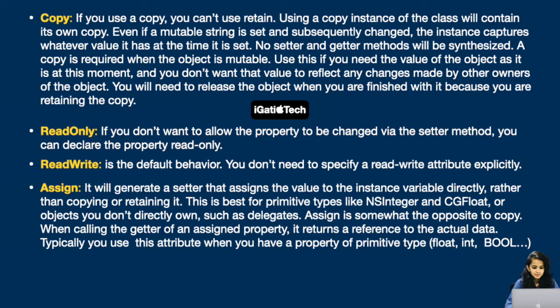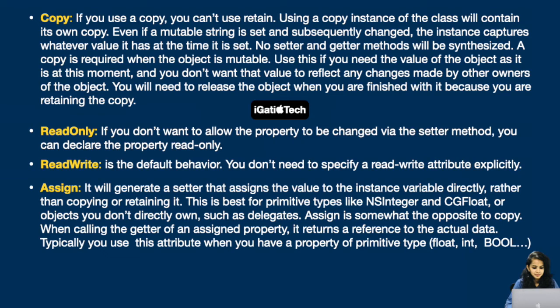Next, read-only. If you don't want to allow the property to be changed via the setter method, you can declare the property read-only. Read-write is the default behavior. You don't need to specify a read-write attribute explicitly. Next property type is assign. It will generate a setter that assigns the value to the instance variable directly rather than copying or retaining it. This is best for primitive types like NSInteger and CGFloat or objects you don't directly own, such as delegates. Assign is somewhat the opposite to copy.